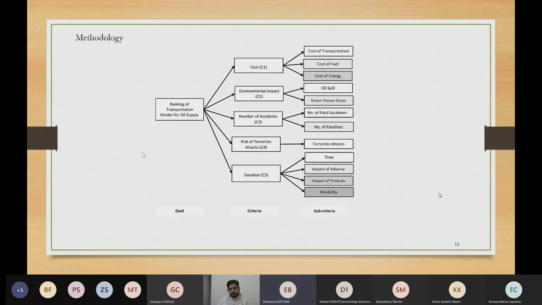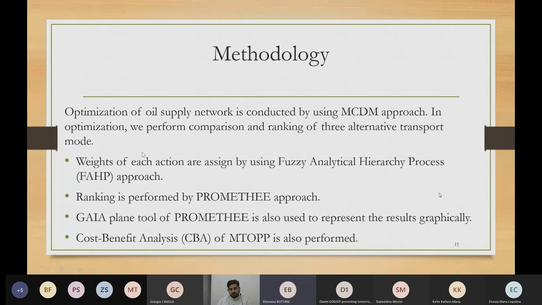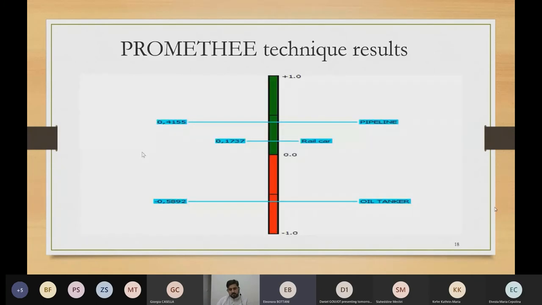From this, we want to find out the best way of transportation. So we use the fuzzy analytical hierarchy process, and then in order to further rank those different options, we use Promethee, which is also an operations technique. We also construct a visual GAIA plan in order to visually represent the results. And we conducted the cost-benefit analysis. This figure shows the Promethee technique results.